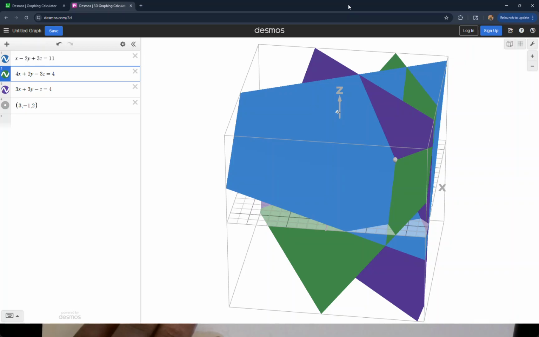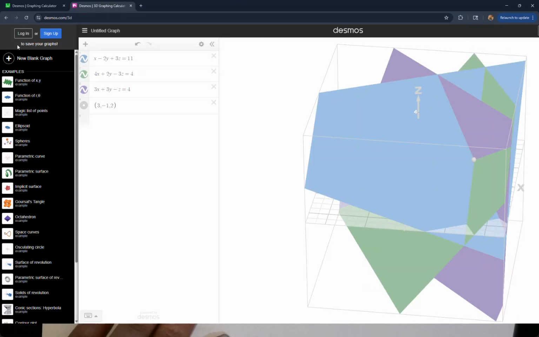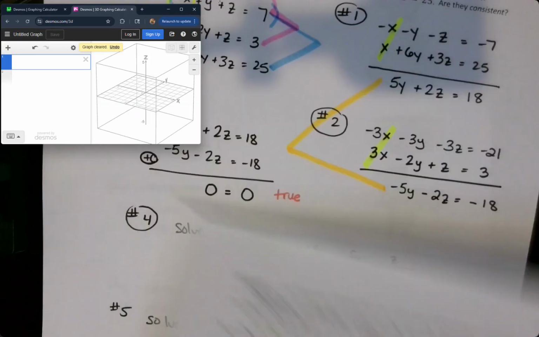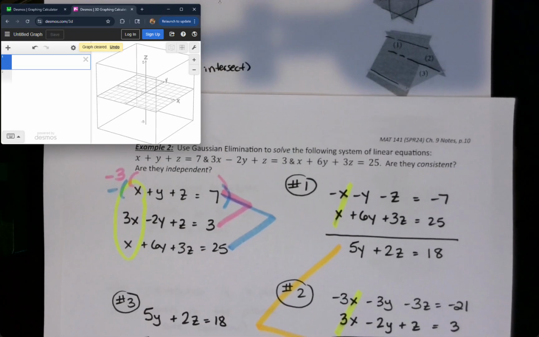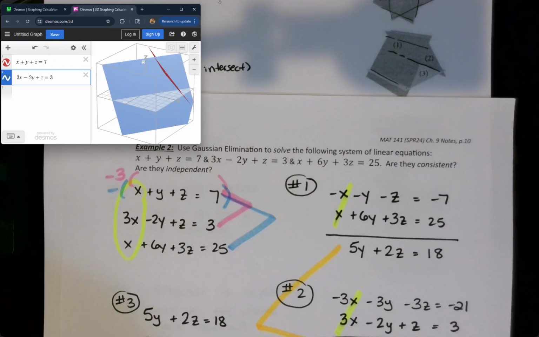Let's see what happened in the second one. In the second one, the equations are x plus y plus z equals 7, 3x minus 2y plus z equals 3, and x plus 6y plus 3z equals 25.